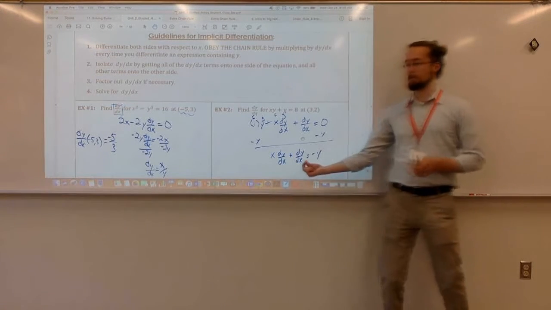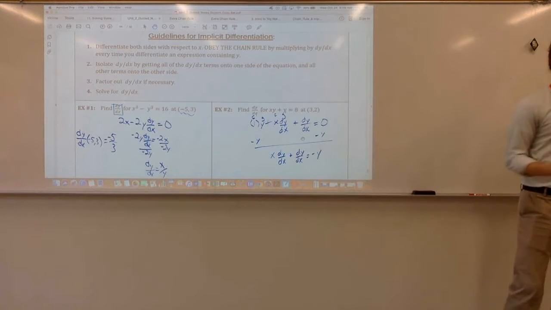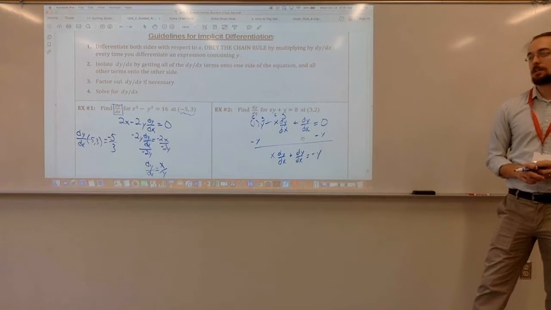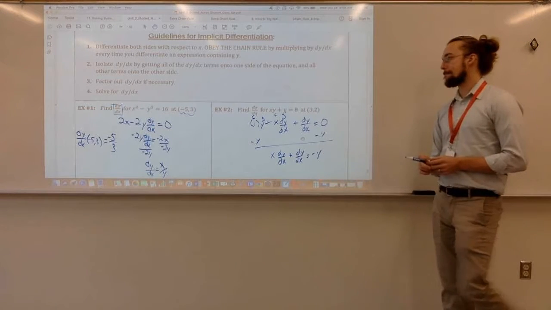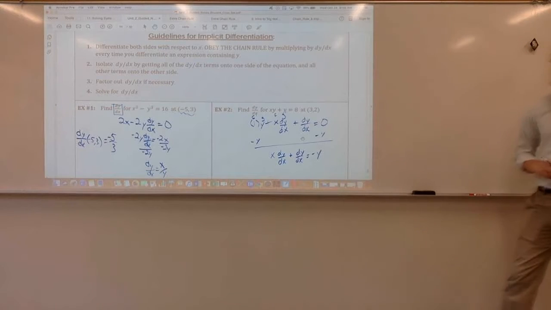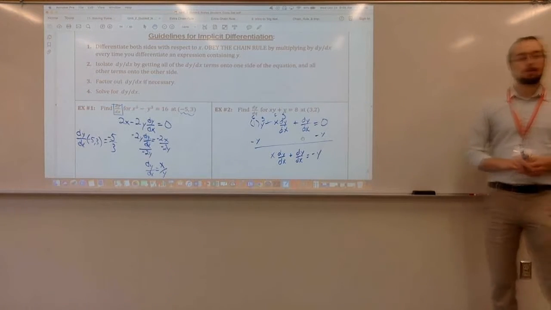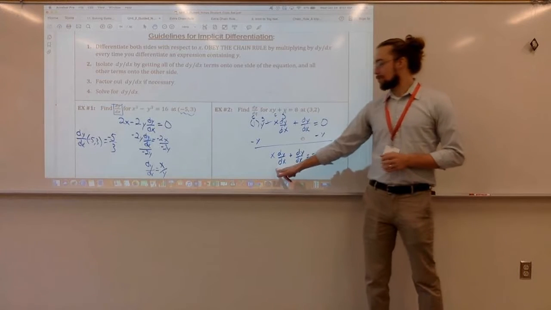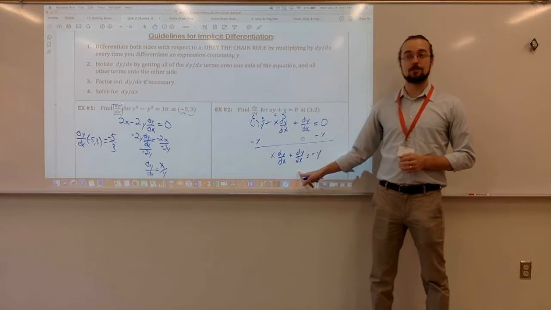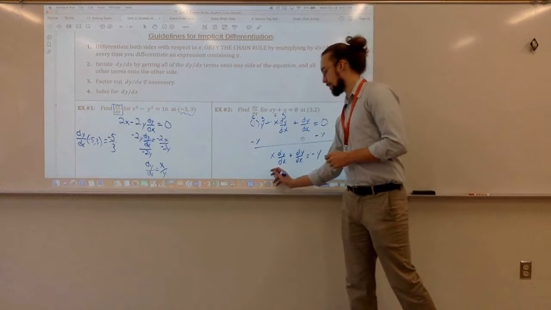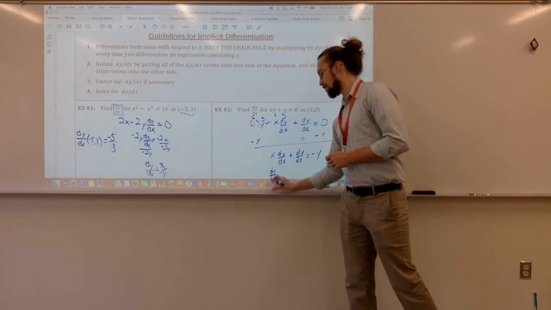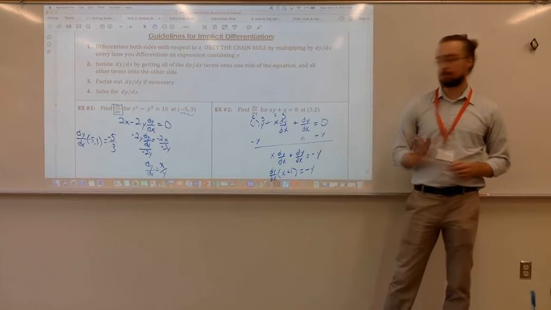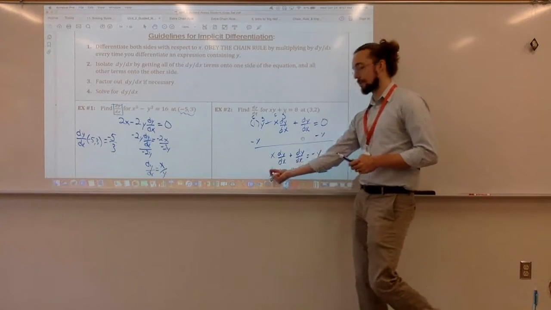Right? I mean, these aren't like terms. I can't just combine them as they are. So we're not going to multiply both sides by dy dx. So both terms over here now have a dy dx. I can factor the dy dx out of both of these. I can write this left side now as dy dx times x plus 1. Right? I just factor the dy dx out of both of those terms.